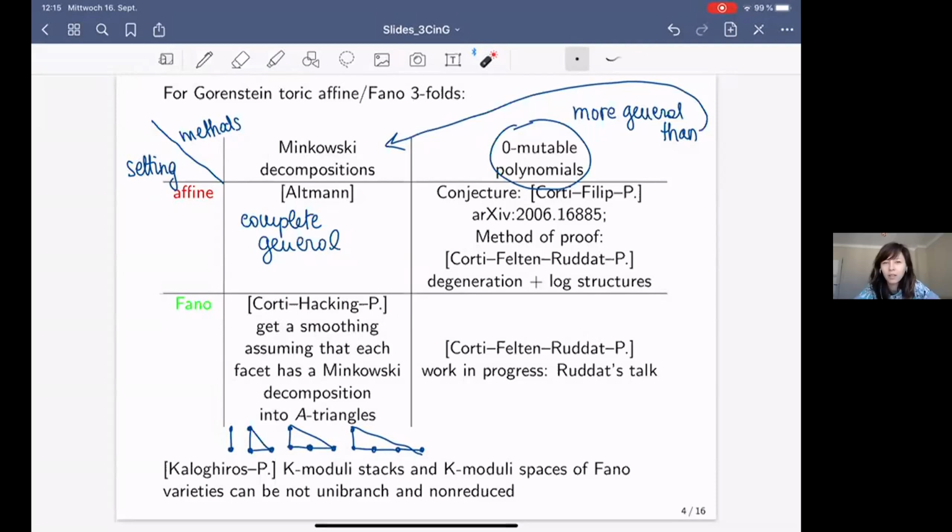Can I ask, how many of the Fano threefolds that are smooth are you getting by doing this? So how many will degenerate to something that looks like this?